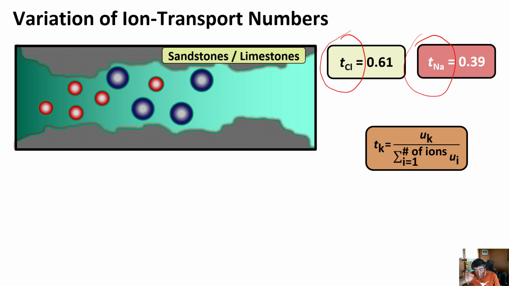Because of that, there's a slightly higher mobility for chlorine compared to sodium. And that difference is sufficient to separate the pluses from the minuses through the throats. And because of that, in the end, we will end up with more of the positive charge on one side and more of the negative charge on the other side. And that will give rise to the electrical potential. So that difference in transport numbers.